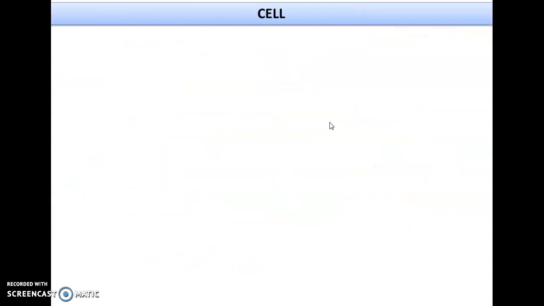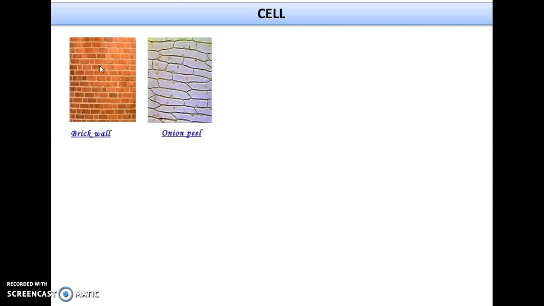If you see around you, you will find a brick wall, right? You have probably seen bricks placed one above the other help in the construction of a building. Can we say that these bricks are the building blocks of this wall? Or we can compare bricks with cells.